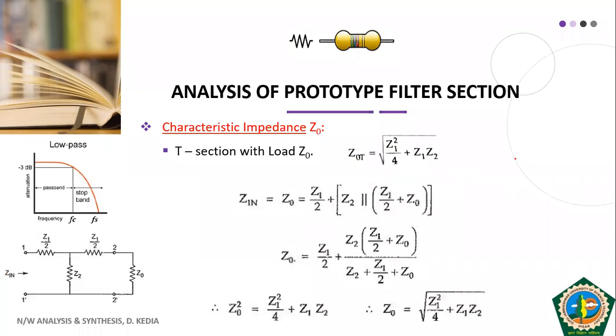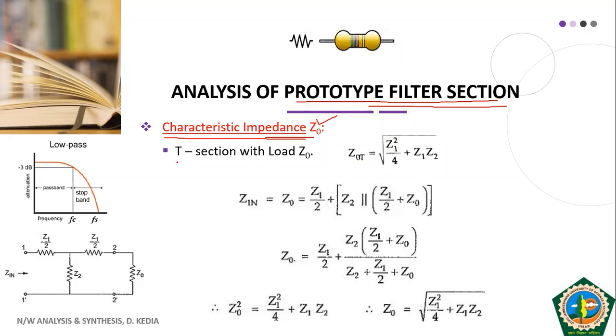So now we analyze the prototype filter section. We will derive certain expressions and we will use those expressions in the designing of constant K filters, whether it is low pass, high pass, band pass, or band stop. So first we try to obtain an expression for characteristic impedance, that is your Z naught.